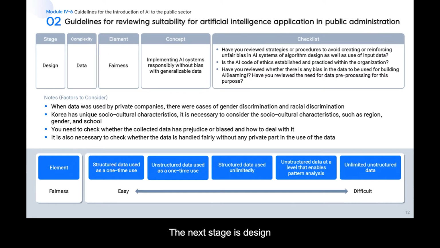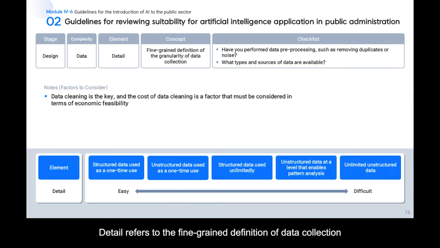The next stage is design. In the AI design stage, fairness and detail should be considered. Fairness means not being biased. Detail refers to the fine-grained definition of data collection. Fairness and detail should be considered with the complexity of data because fairness and detail are related to data.